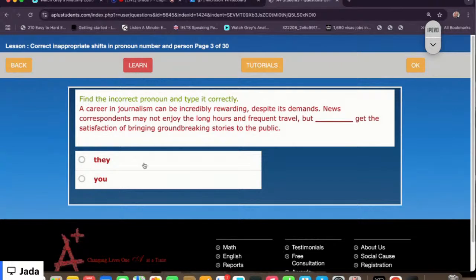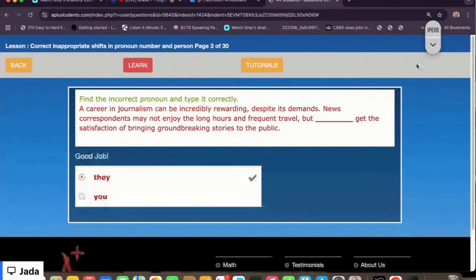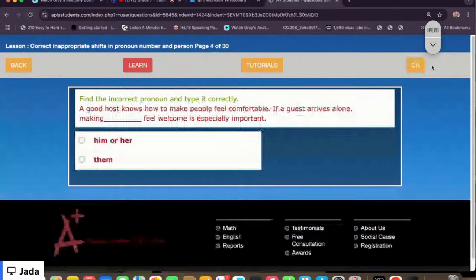Alright, so we have they get the satisfaction of bringing groundbreaking stories to the public. Okay, so a good host knows how to make people feel comfortable. If a guest arrives alone, making him or her or them feel welcome is especially important. So, what do you think, him or her or them? What is the right one here?